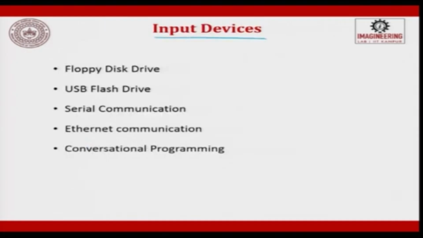So, what are all the inputs? You can have a floppy disk. Floppy disks are nothing but, see, from the tape it went to disk, magnetic tapes and disks. Floppy disks are large disks used to store the data, with floppy disk drives. Then you have USB flash input drives, and you have serial communication, that is RS-232C, which we saw, serial communication.